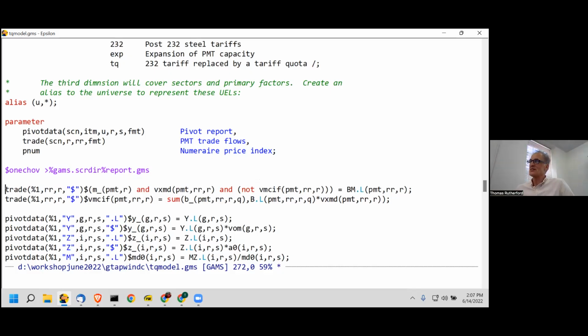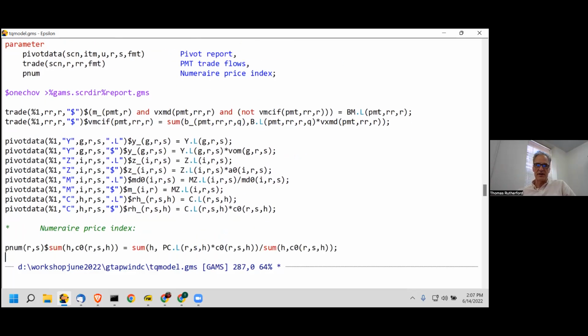But here, this is a programming exercise for how to do a subroutine in GAMS. I want to be able to generate a solution and then generate a report. So I use on echo V, which says I'm going to start echoing the following GAMS code into a file called report in the Scratch directory. GAMS keeps a Scratch directory you can use for temporary files, and so I write the report file out there.